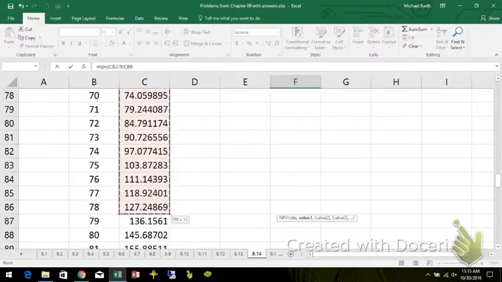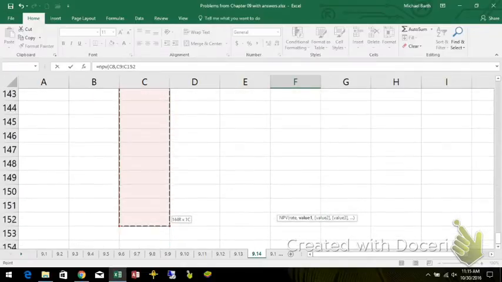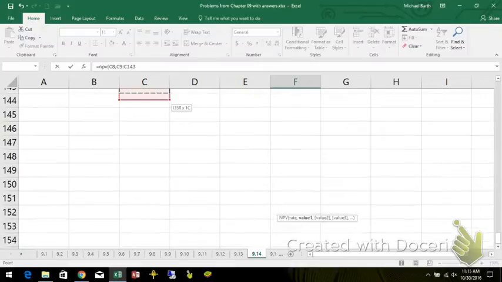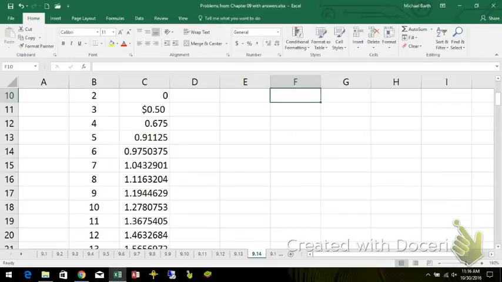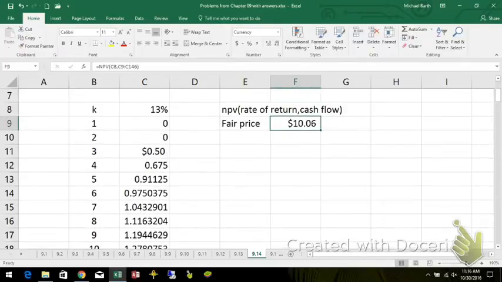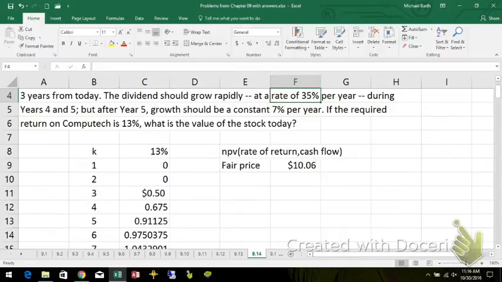Just forecast all the dividends out ad infinitum. Now, again, they go out forever, but if you go out about 150 years or so, the ones past that point in time are going to be essentially 0 anyway, so that'll get you in the ballpark just by forecasting a long period of time.